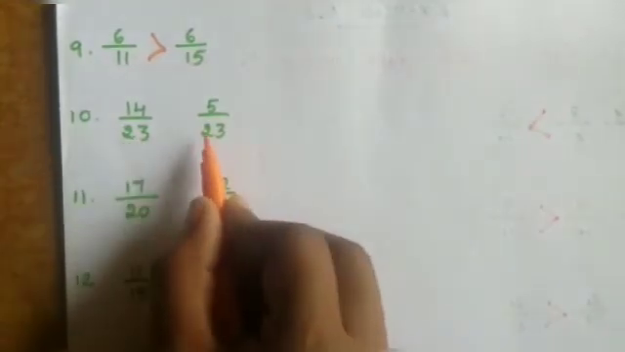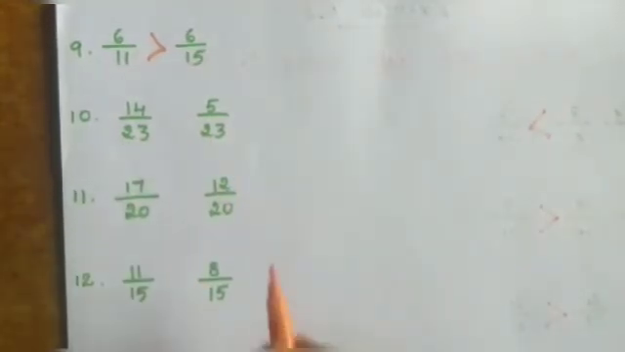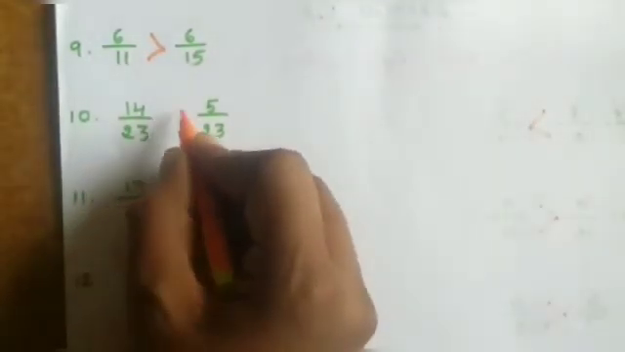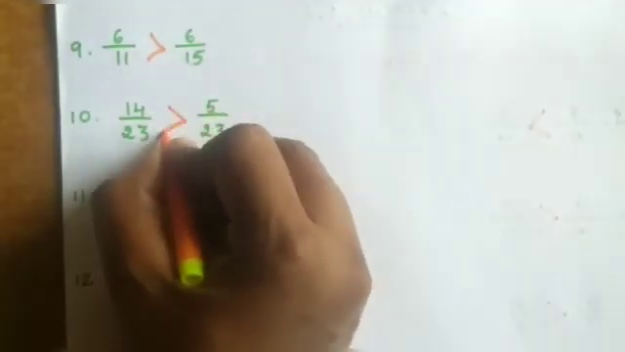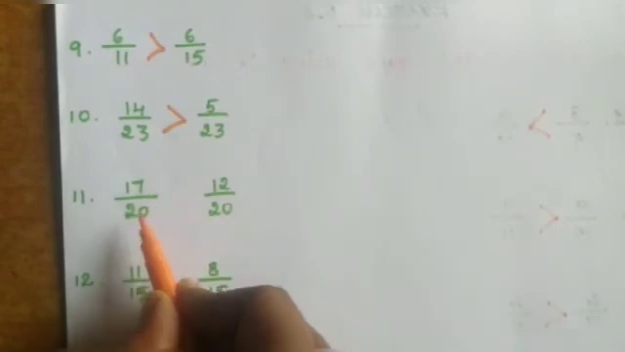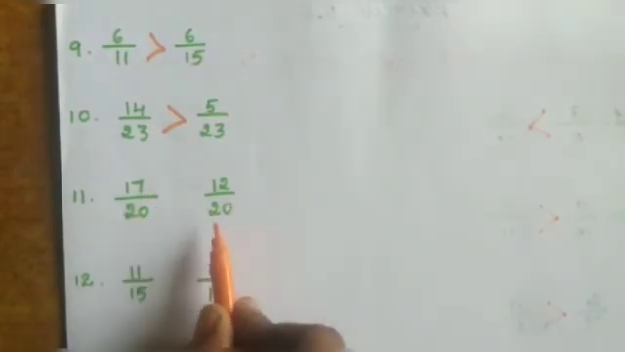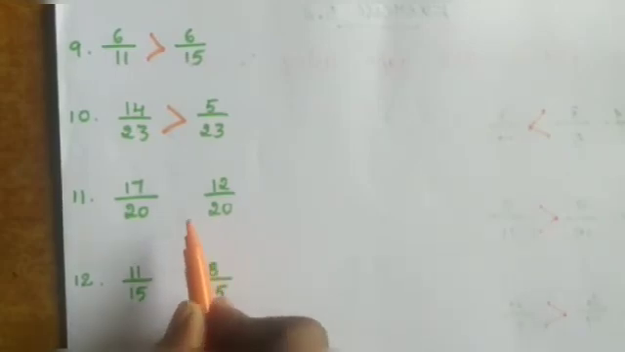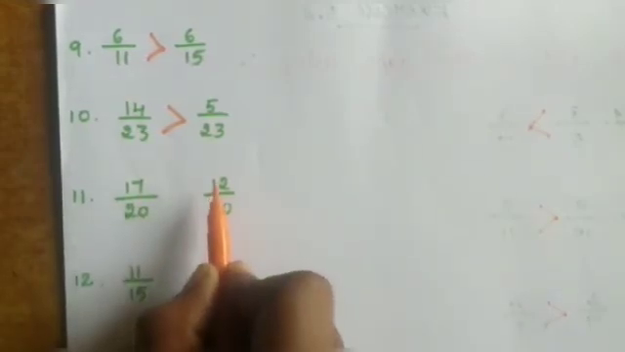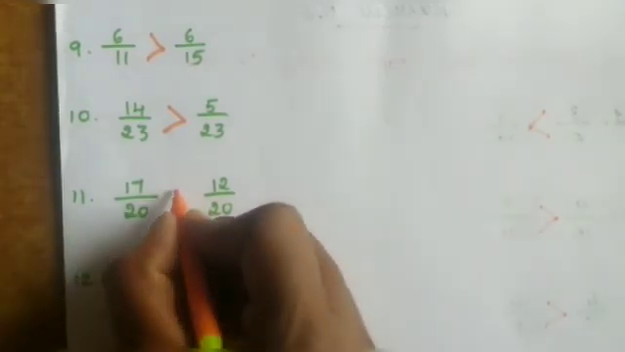Here the denominator is the same. So 5 and 14. Here 14 is greater than 5. So the symbol we have to write here. So the 11th one, 17 by 20, 12 by 20. Here the denominator is the same. So comparing 17 and 12, 17 is greater.